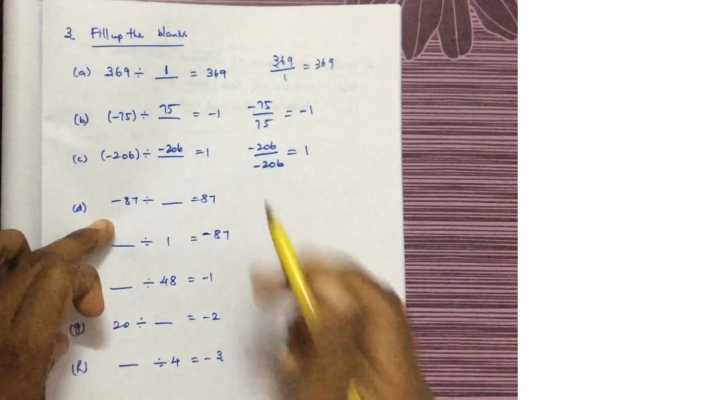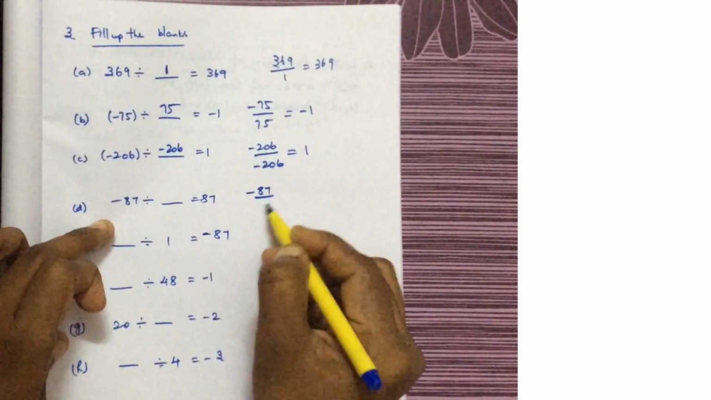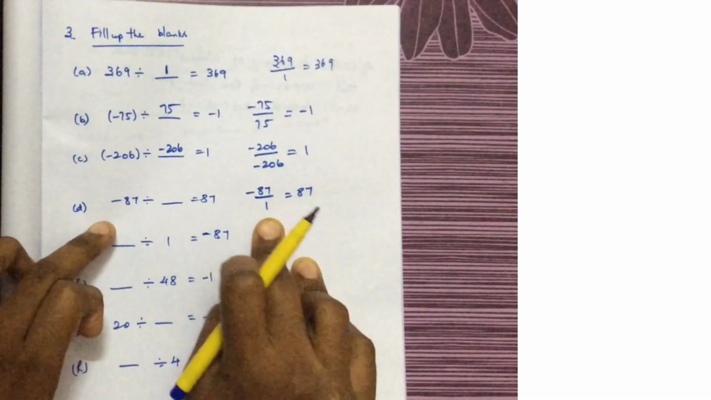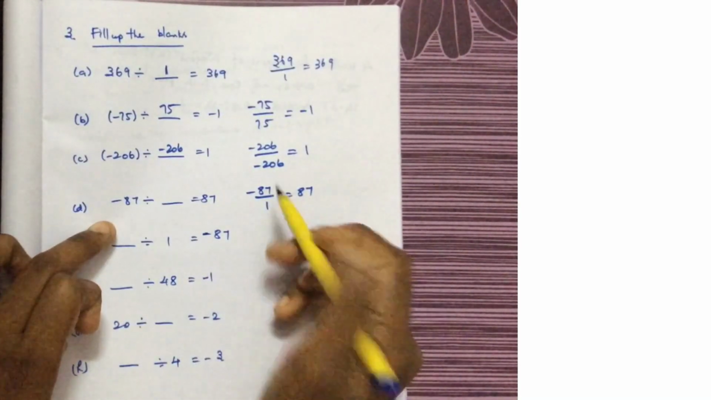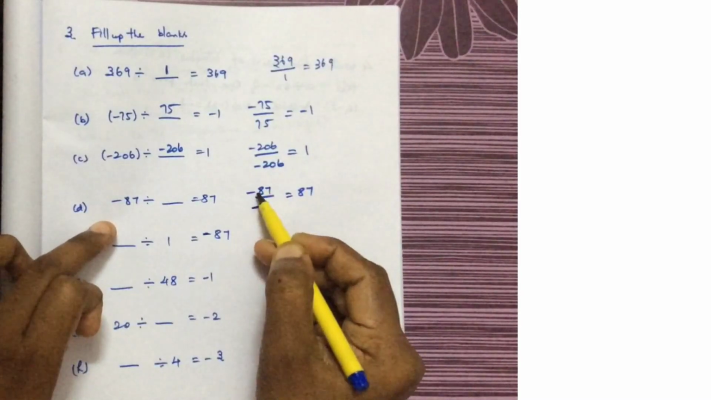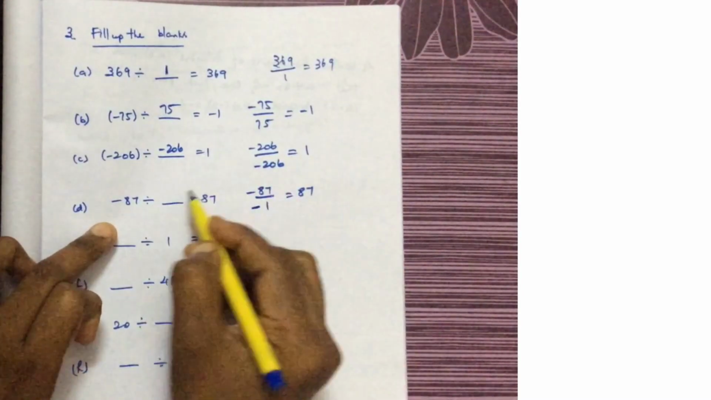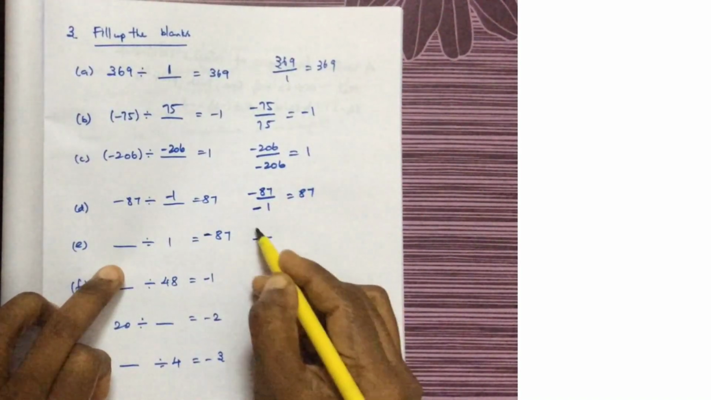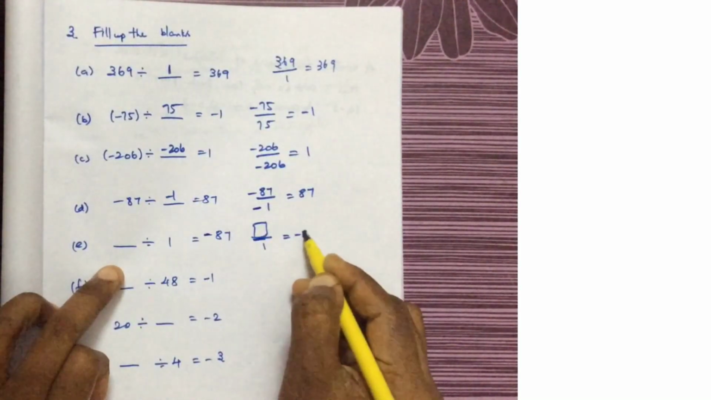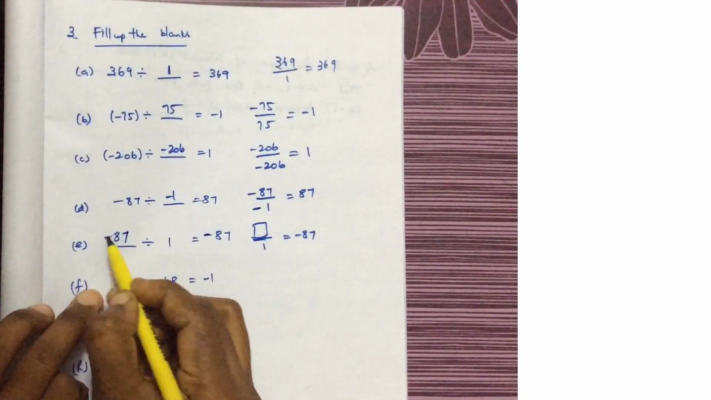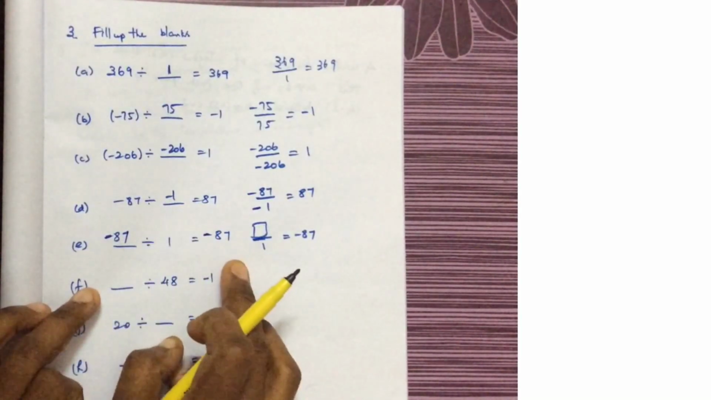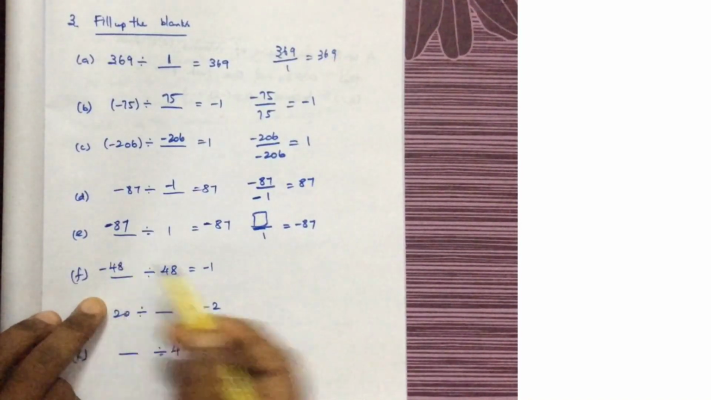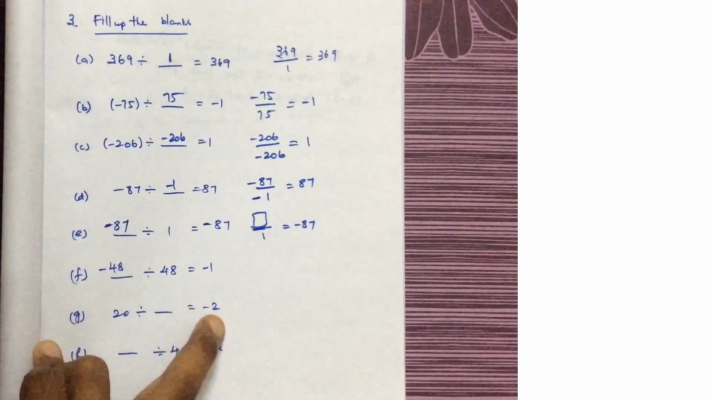And here it is minus 87 divided by some number is 87. If it is 1 here, it is minus 87. It should be minus 1. So this minus and this minus will get cancelled. The answer is 87. So it is minus 1. So here something divided by 1, that is minus 87. So it is minus 87 divided by 1. The same thing will come here. Next is 48. This is minus 48. So minus 48 divided by 48 is minus 1.